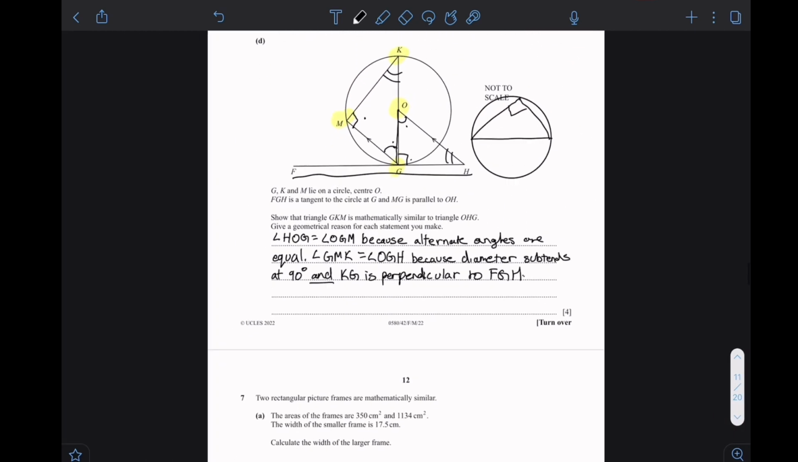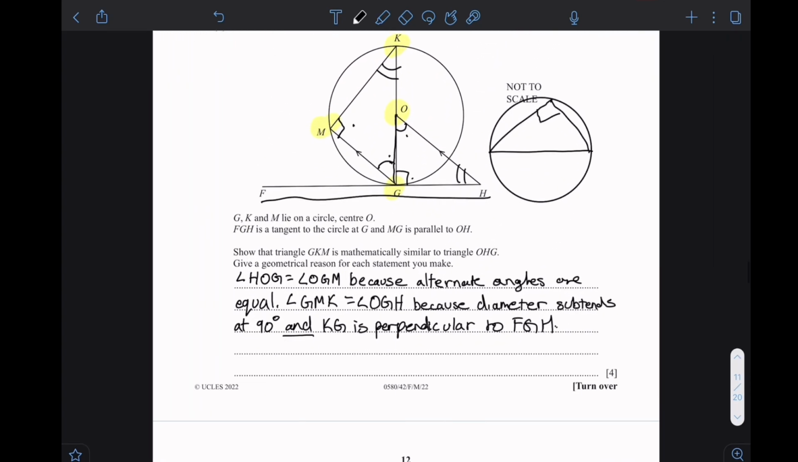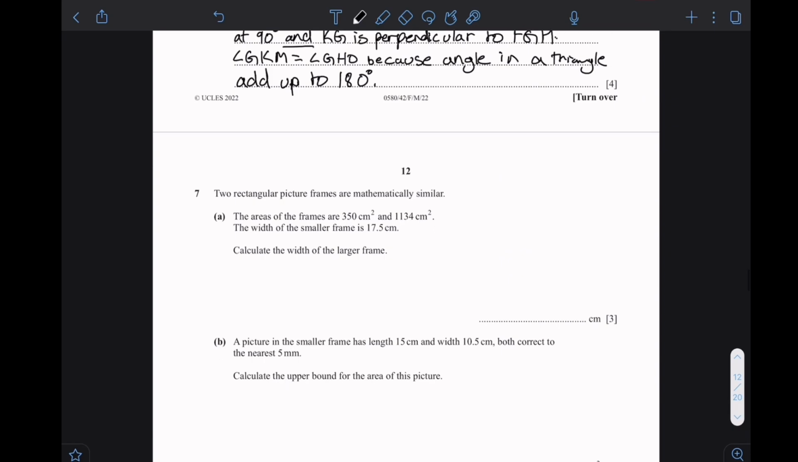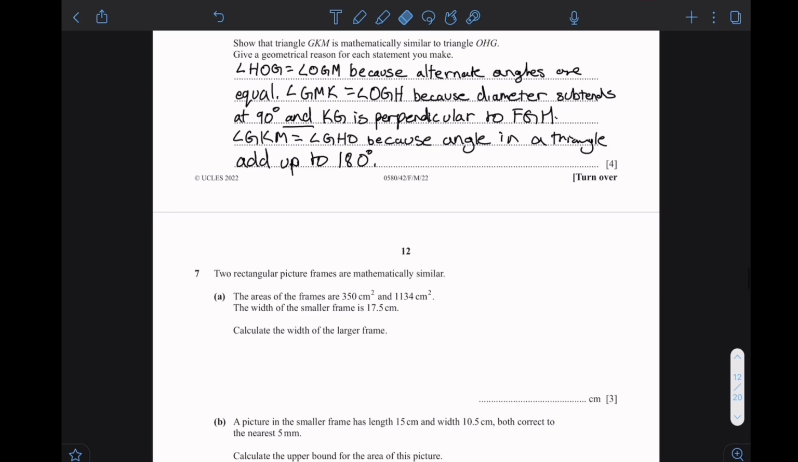Now, lastly, you can say angle GKM is equal to angle GHO because angles in a triangle add up to 180 degrees. Sorry, 180 degrees, not Celsius. Sorry about that. Okay.